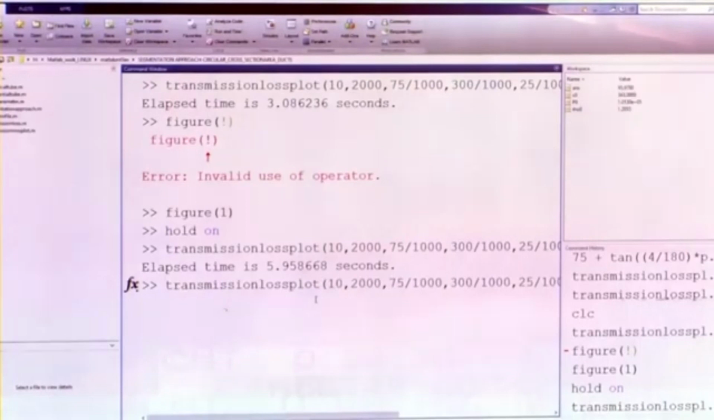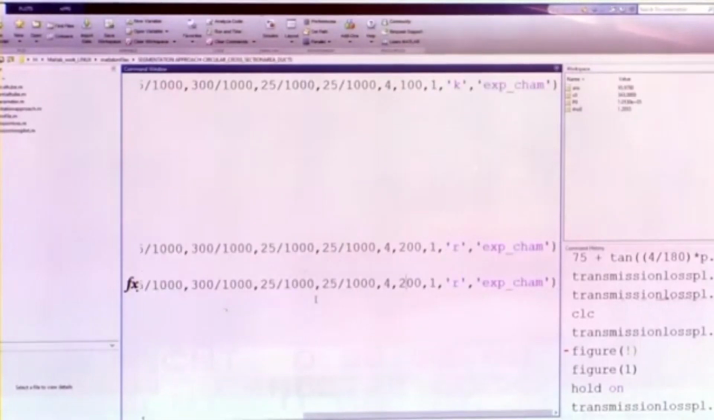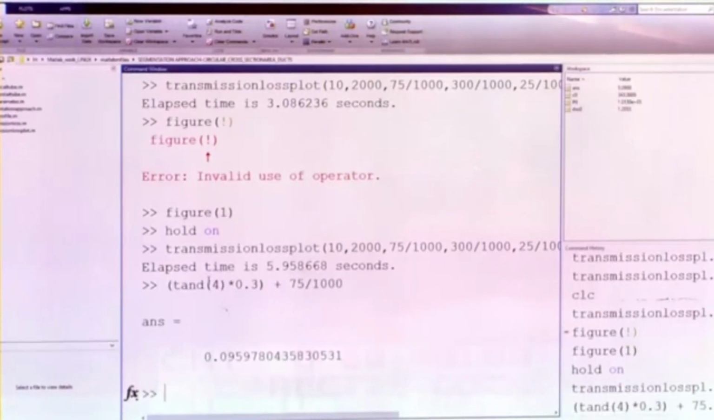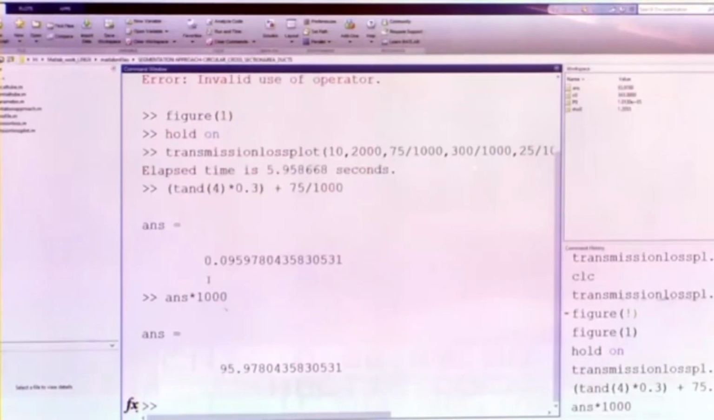So, this is one part, and another thing I wanted to quickly mention here is that if we go with 75 mm here and 75, let me just compute it for you. The angle is tan of 4 degrees into the length, which is 0.3, and the inlet radius is 75. So, what will be the radius of the outlet? It is basically your answer into 1000, that is 95 mm, 95.7.